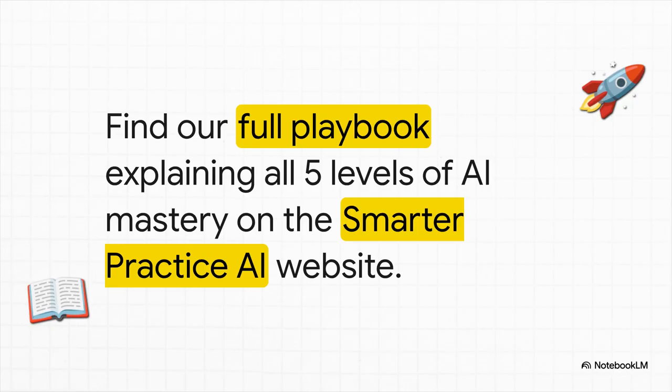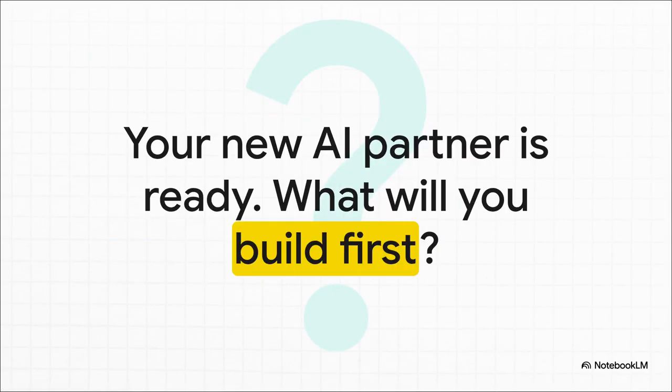Now, we're not going to do a deep dive into all 5 levels right now, but you can find a whole playbook that explains every single one on the SmarterPractice.ai website. It's a fantastic resource to check out when you feel like you're ready to take that next step. So there it is. You are set up. You know where to find your tools, and you've got a clear path to mastery. Your new AI partner is officially clocked in and ready for its first day on the job. So really the only question left is, what are you going to build first?